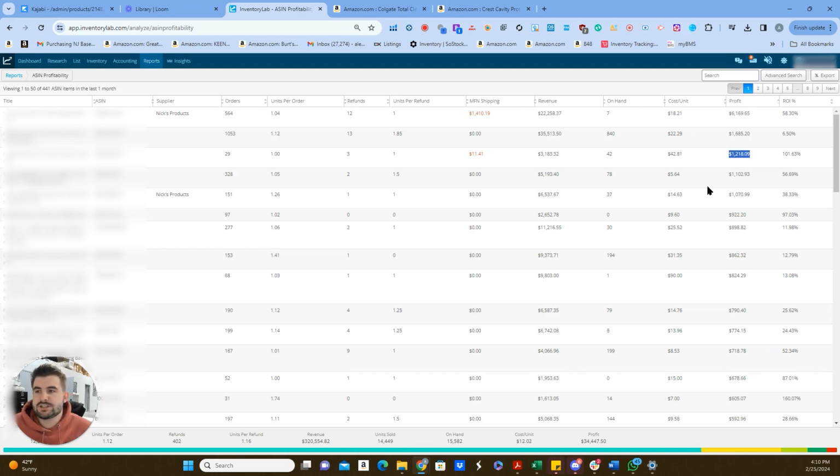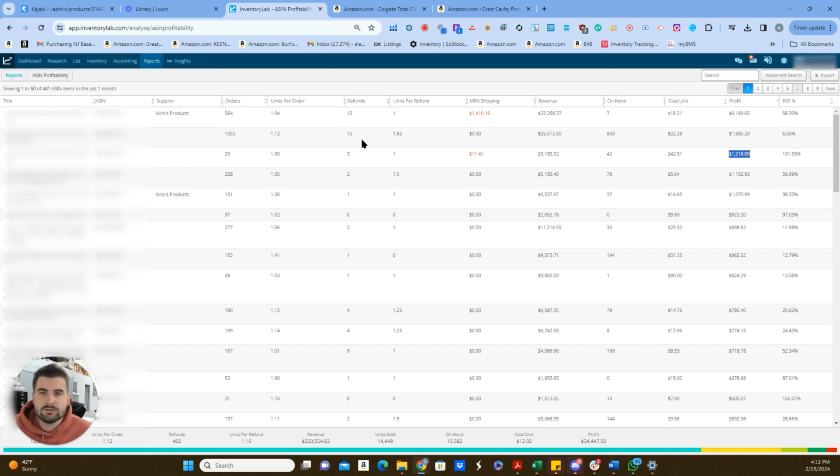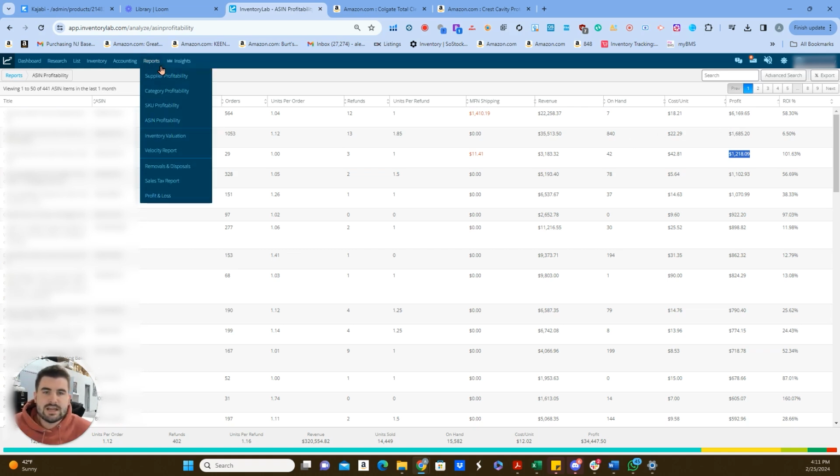These are great metrics to understand to then realize, all right, what are the products I should be really focused on restocking? And these are them. So understanding what ASINs are bringing you the most profit, and this is also taking into account the refunds. Even after the refunds, we're bringing in $6,000 in profit on this SKU. So this is such an important tab to understand and go through to make sure you're staying in stock of these SKUs.